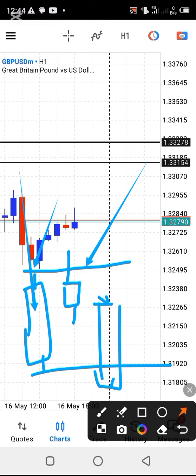The second candle is your manipulation because it manipulates as though it wants to move in a certain direction, but it does not move in that direction. In this case, it moved as though it wanted to move up. Okay, but it ended up closing below the range.